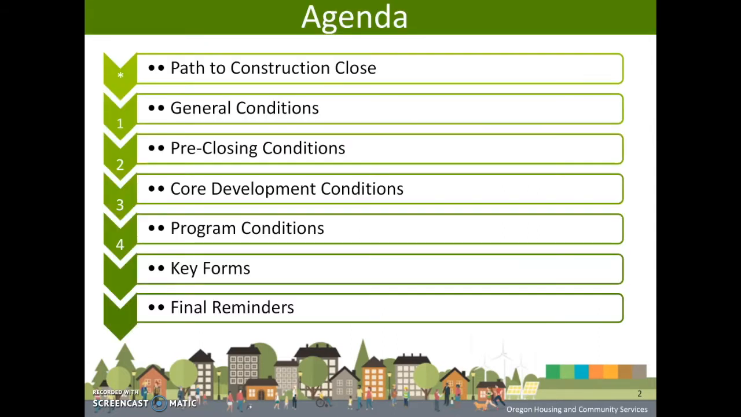As we progress through this training, we'll build the path to construction close, which will start on the next slide. There are 4 key areas which must be satisfied to move to construction close: the general conditions of your reservation, more specific pre-closing conditions. We'll talk briefly about the core development conditions, and then program-specific conditions. These relate to the various funds your project may have going into it. Toward the end, we'll cover key forms and provide you with useful links to find them, and finally, a few last-minute reminders before we go.